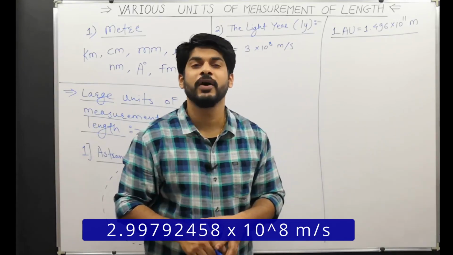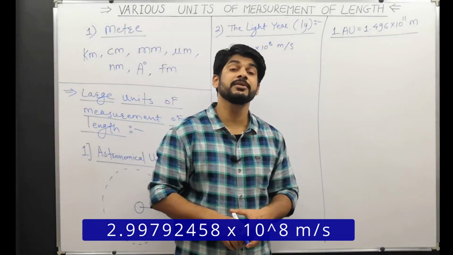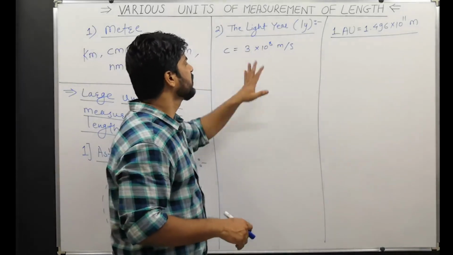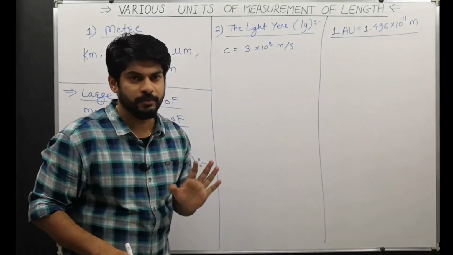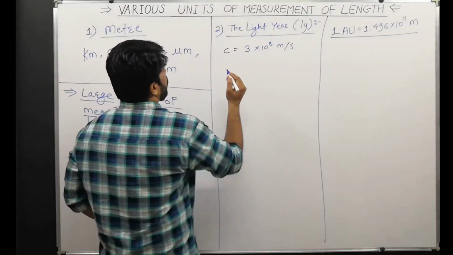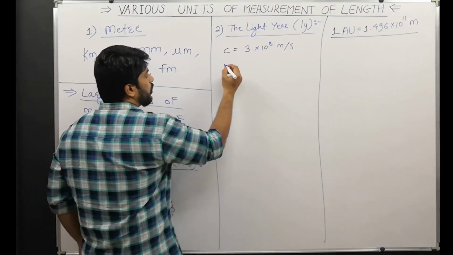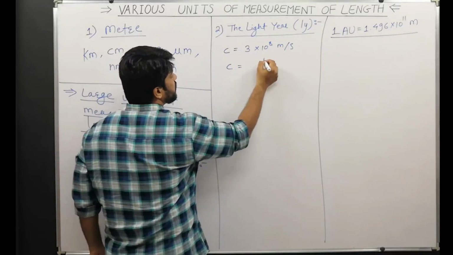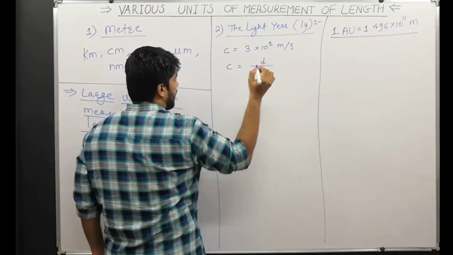2.9979 2458 into 10 raised to 8 meter per second. That is the exact number, but 3 is a rounded off number. No problems with that. Okay, so now this is the speed. Now what do you mean by speed? Speed is equal to distance upon time.